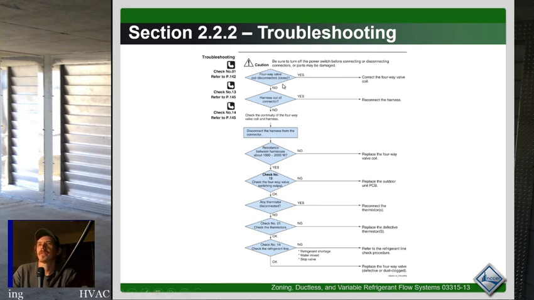And then here's a flow chart. So these are nice, especially if they're made well by the manufacturer. Is the four-way valve disconnected? Yes, connect it. If it's not disconnected, is the harness out of the connector? If yes, then reconnect the harness. If no, check the continuity of the four-way valve coil in the harness.